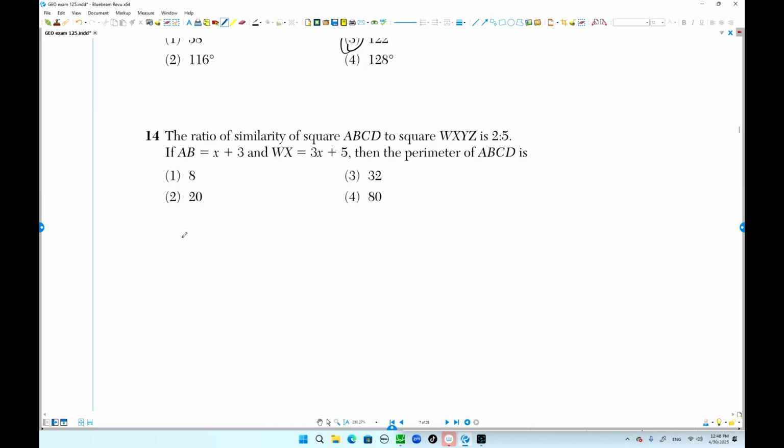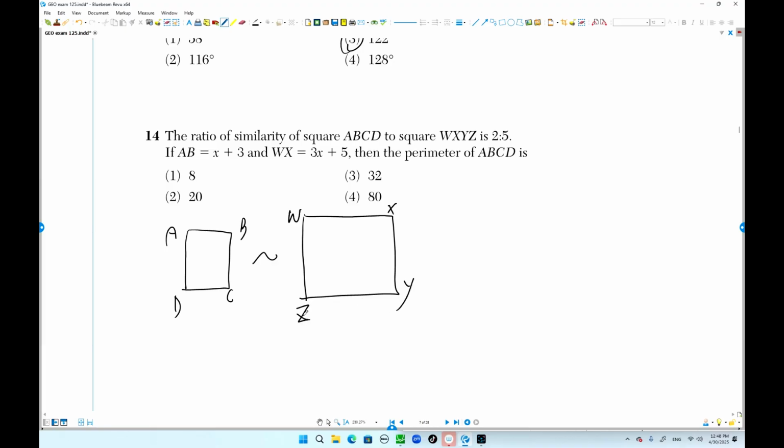Number 14, similarity. Square is always similar, right? This is ABCD. This is W, X, Y, Z. AB is x plus 3. The corresponding side is 3x plus 5. What is the ratio? 2 to 5, right? So x plus 3 over 3x plus 5 equals 2 to 5. Cross multiply: 5x plus 15 equals 6x plus 10. So x equals 5, right?